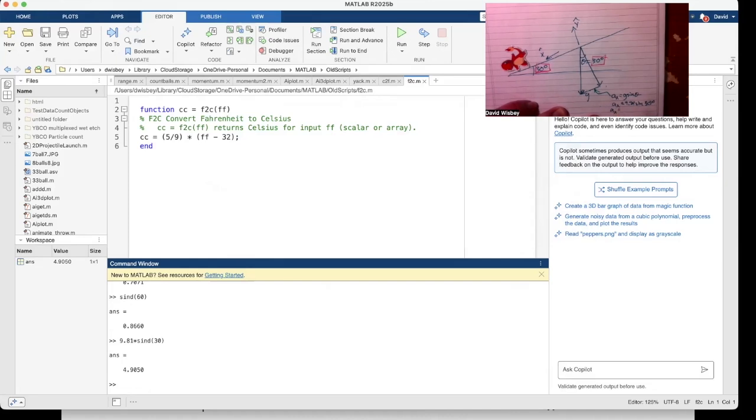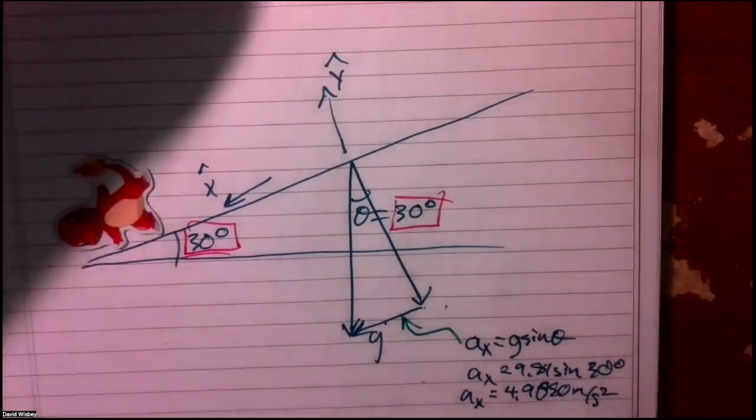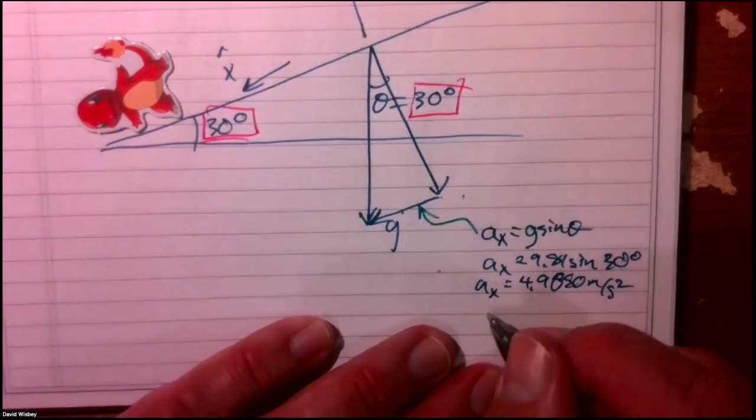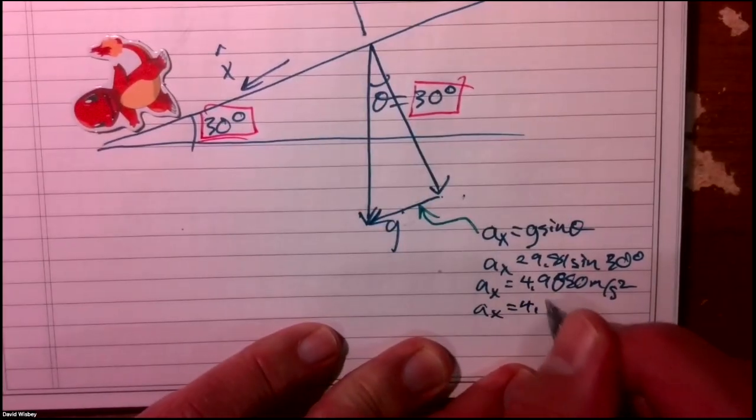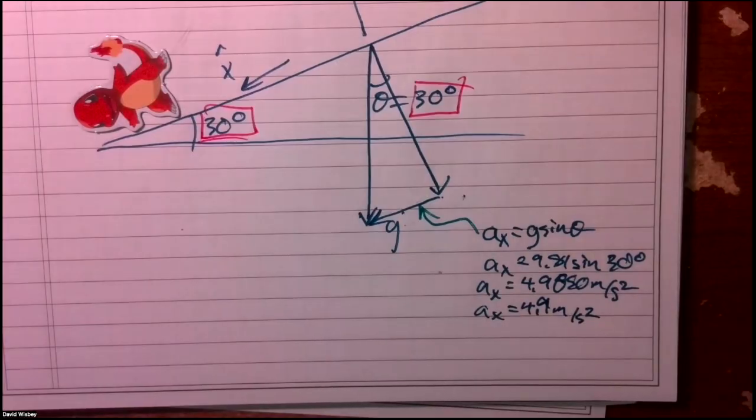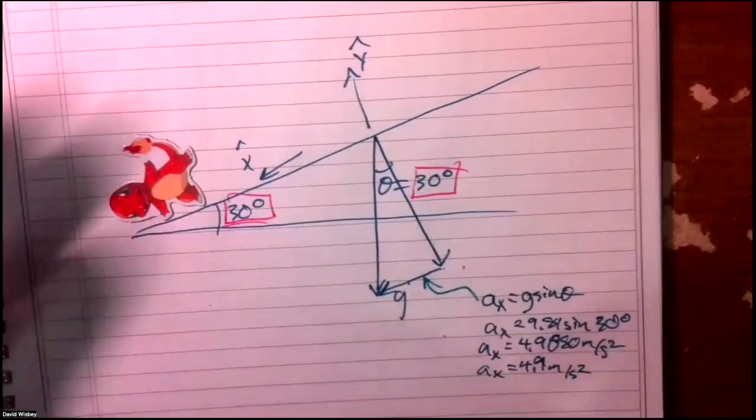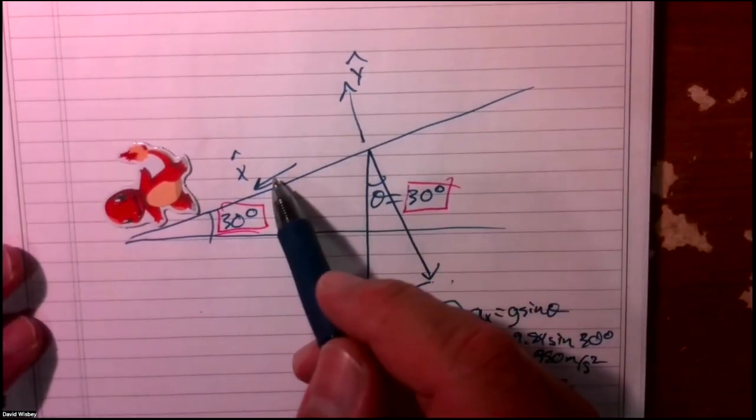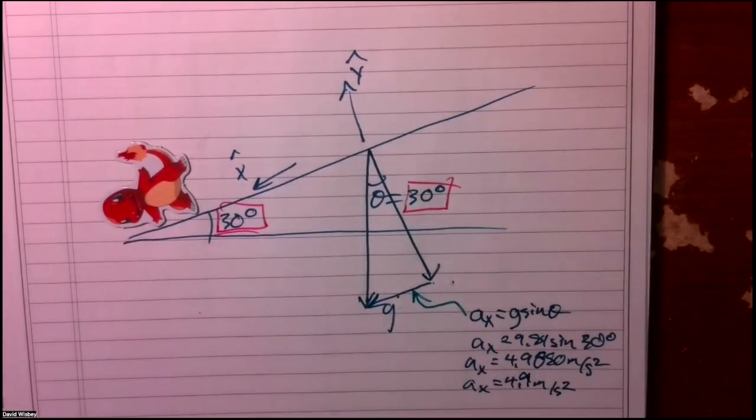So my acceleration in the x direction is going to be 4.9050 meters per second squared. So that is Charmander's acceleration in the x direction, or we could just write a_x equals 4.9 meters per second squared. So what did we do? We created a new axis system, and we said positive x is going down the hill.